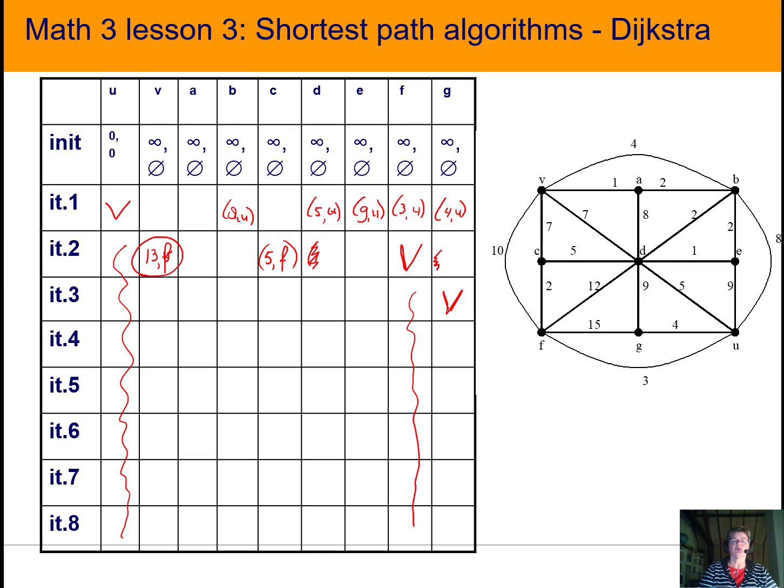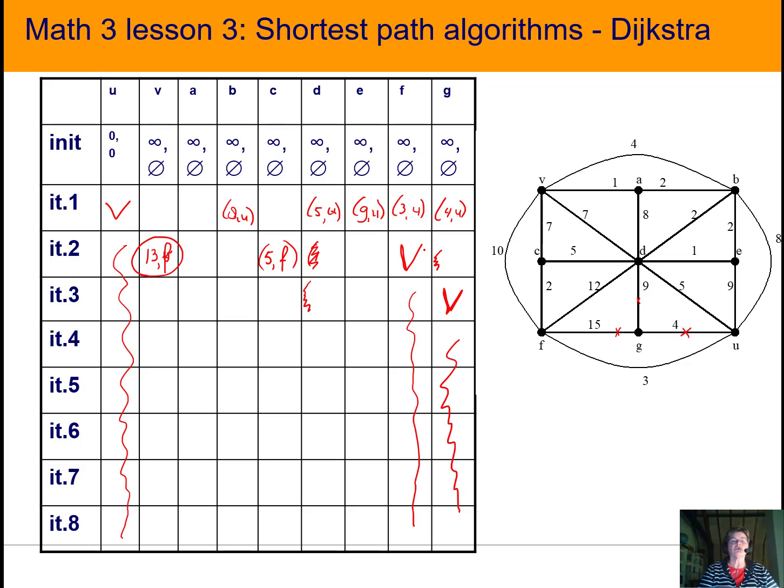In the next iteration we're going to look at this departure. So from G we can go to F, but we don't have to look because that's already done. We can go to D with 9, but that's too long. We don't do that. We can go to U, that's done, we don't do it. And that's it. So from G there are no extra possibilities.